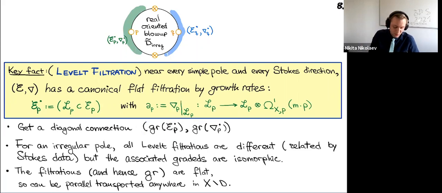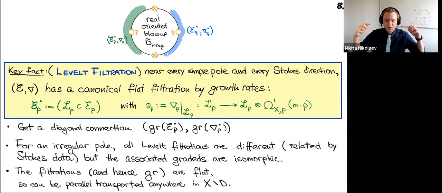Well, okay, let me skip the next point. The last point is that these filtrations, the fact that they're flat is very important, because although they're defined by some growth condition near these Stokes directions, because they're flat, I can analytically continue or parallel transport them basically anywhere I want inside my curve X, as long as I avoid the singular locus D. And this is the very first step in abelianization, which is that you realize that you can extract this diagonal abelian data out of my connection.